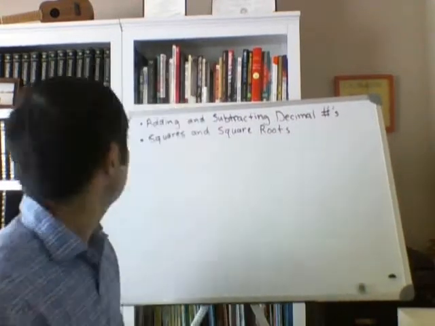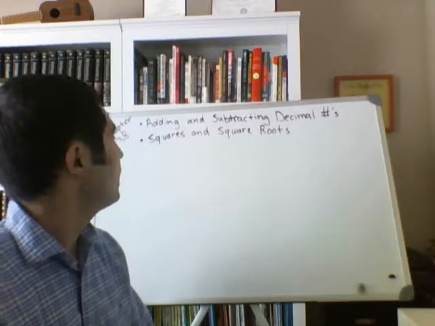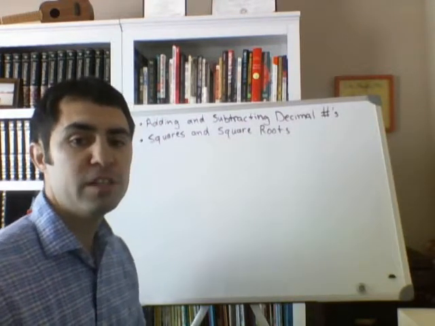Alright, here's our next video. It's chapter 38, adding and subtracting decimal numbers. And we're also going to throw in squares and square roots.